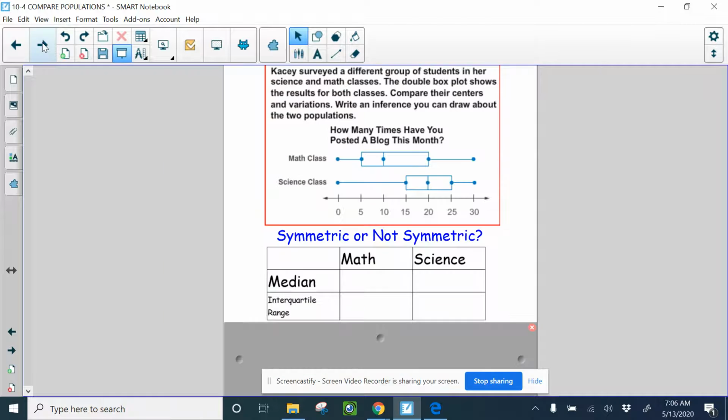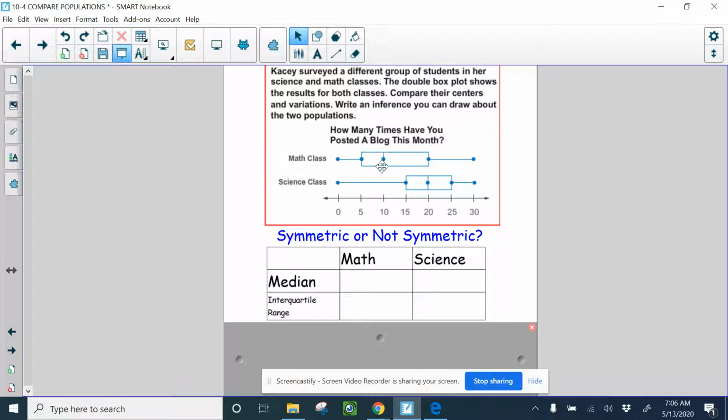So when I look at this, I want to see these two different box plots I have of the number of blog posts in a month for a math class versus a science class. So I have two box plots on the same number line. I have my top one and my bottom one, and they're both going to match up with the same numbers going down the bottom. So I need to first determine, are they symmetric or not symmetric? Symmetric means that the left side is exactly like the right side.